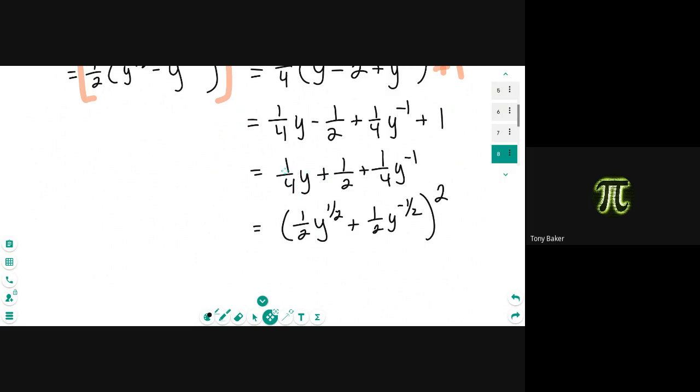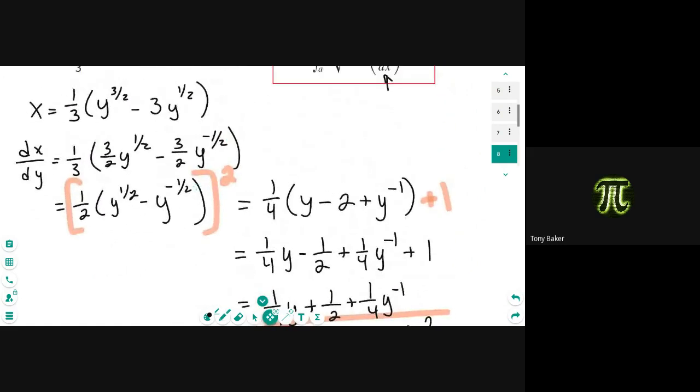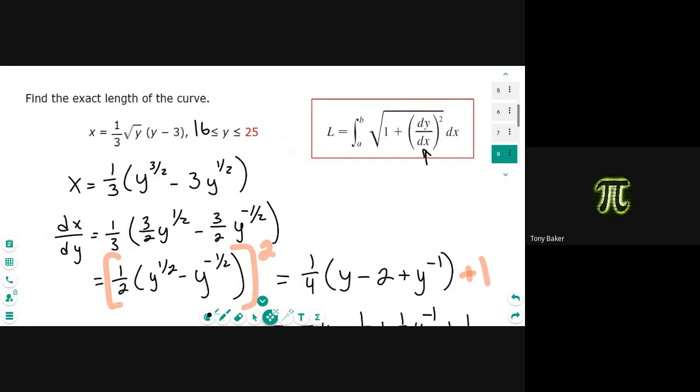You're looking for two numbers that multiply to 1/4 y, which is obviously going to be 1/2 y to the 1/2 and 1/2 y to the negative 1/2. Since it has to be a perfect square, one has to be positive. So now when we take the square root of that, we have our integral of 1/2 y to the 1/2 plus 1/2 y to the -1/2 dy. And we were looking at this one from 16 to 25.